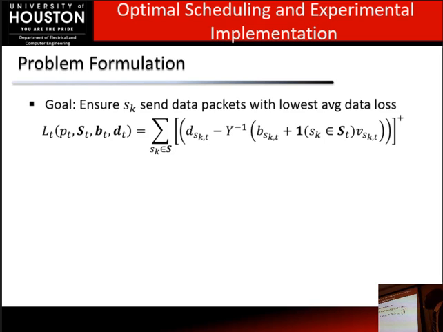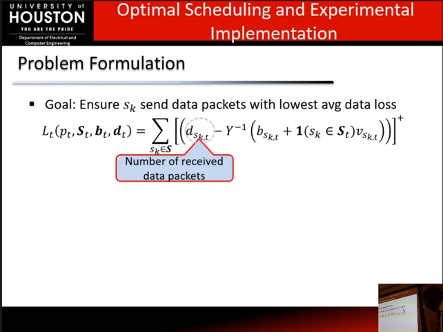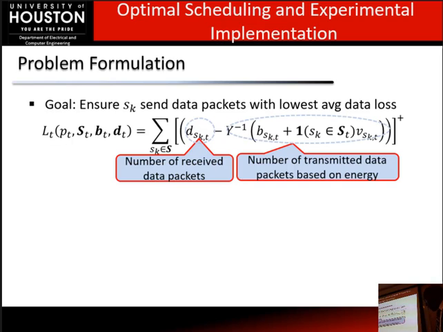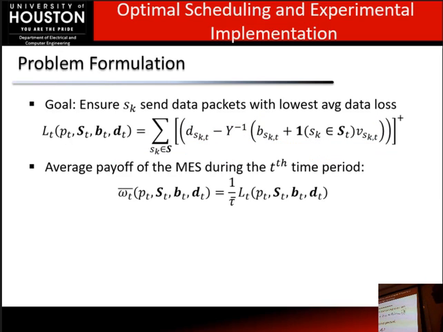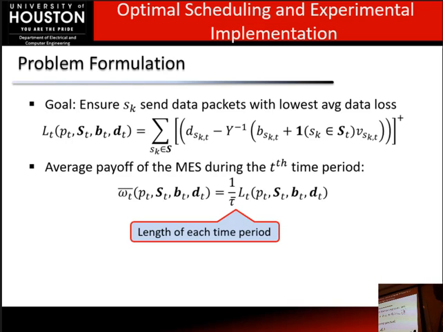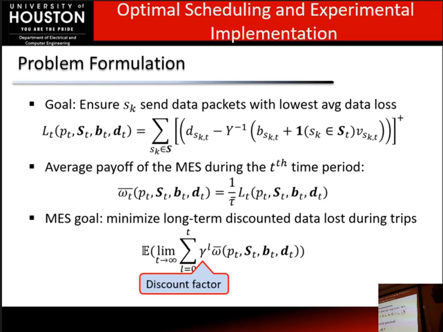As I said earlier, in this case, the goal is to make sure that each sensor can send data packets by minimizing the data loss. Data loss is given by L, where D is the number of received packets, and this is the energy that is used to transmit the number of packets. So just the inverse function. And the payoff is just the average of the data loss over the length of each time period where the mobile energy station has to go and travel and charge the sensor. So the goal is to minimize the long-term discounted data loss during trips, where gamma is a discount factor.